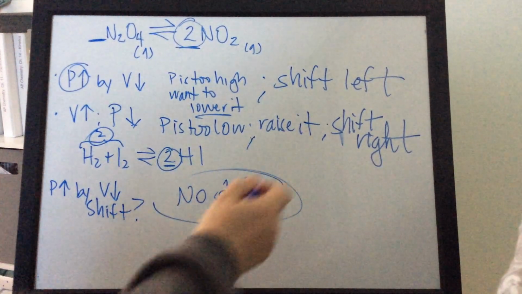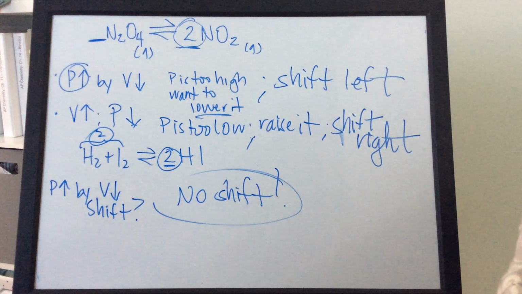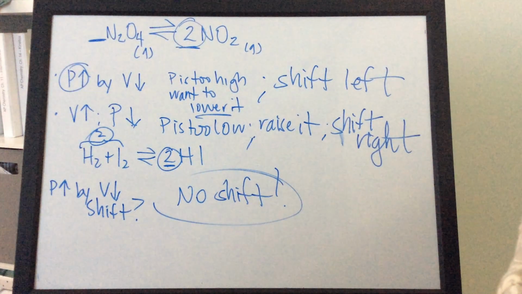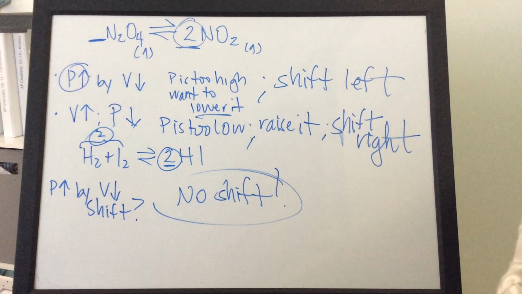So that's kind of going to be an important takeaway point. If the total moles of reactant and product gases are the same on both sides, you can change the volume all you want, and there will be no shift in equilibrium because those mole values are the same. Okay?